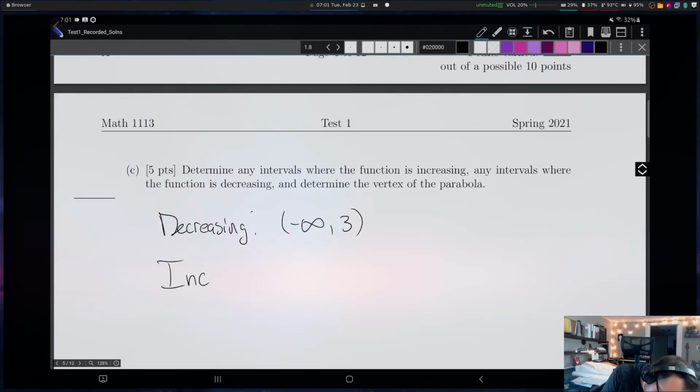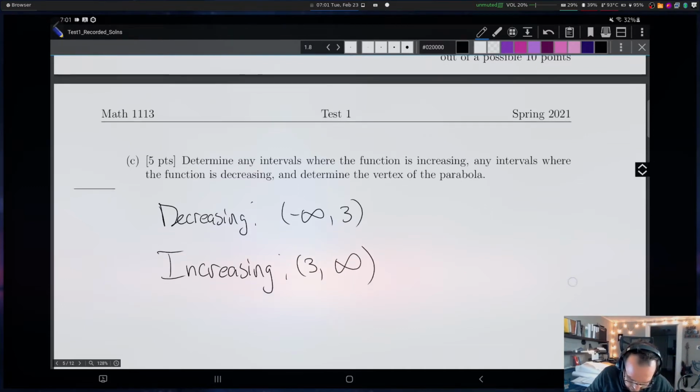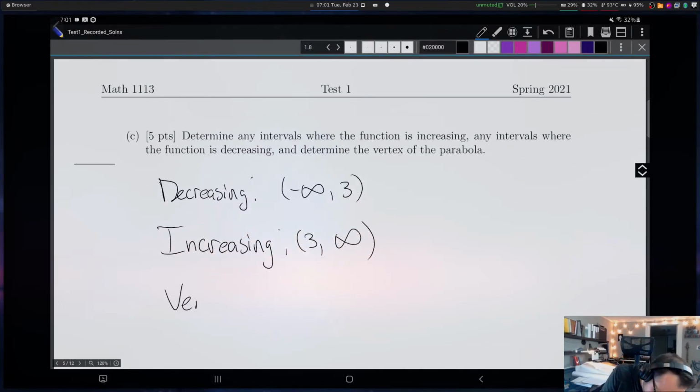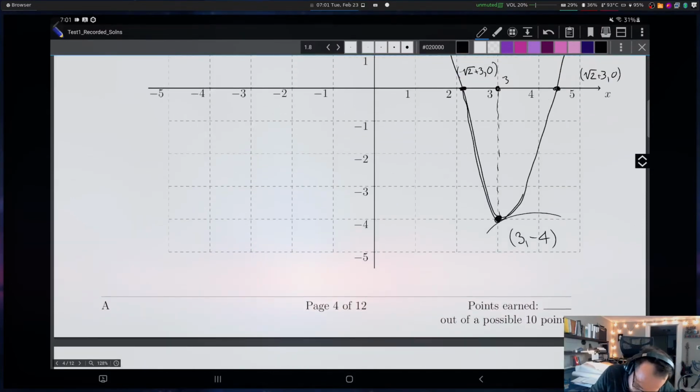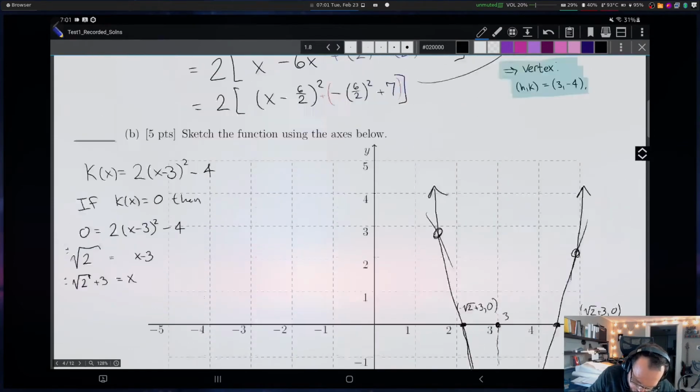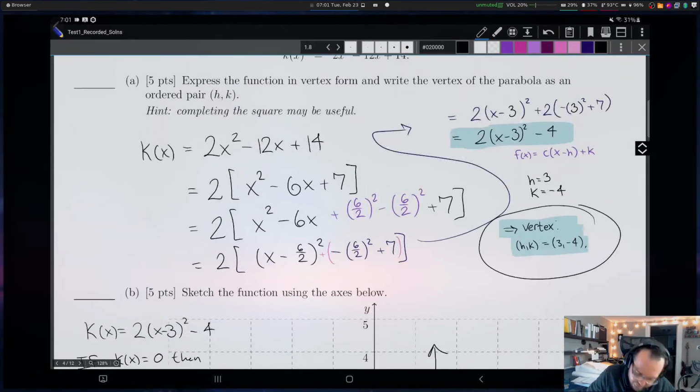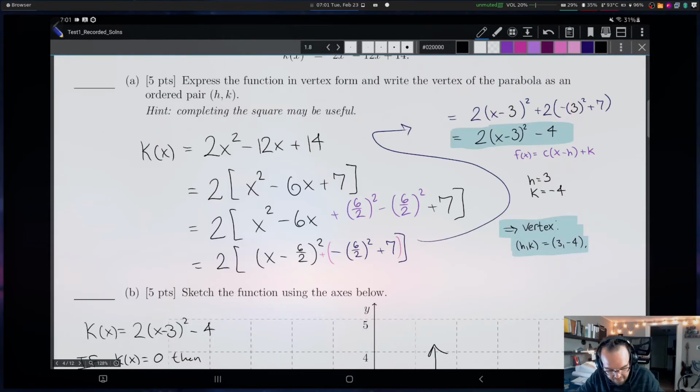And it's increasing on the other side, so just continue on, 3 to infinity. And, well, the vertex we figured out from before. This is (3, -4). Just going back up to our graph, if you want, it's that thing there. Or really, we had to write it down as part of the first part of this problem.